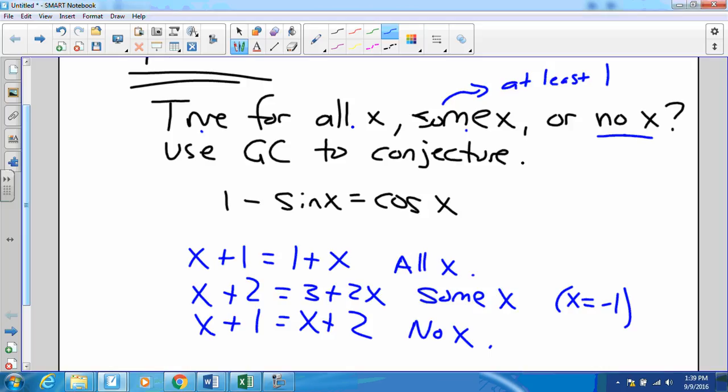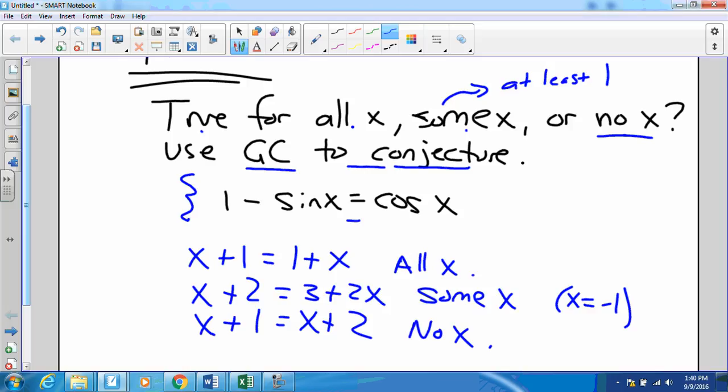Okay. Well, now I'm asking the same question about a slightly more sophisticated expression. Is this a true statement for all, or some but not all, or no value of x? How would you know? And then I give you a hint. Use the graphing calculator to conjecture. Conjecture is the math word for come up with an idea or to guess. Can you think of a way to use a graphing calculator to see whether or not this statement is true for all, some, or no x?